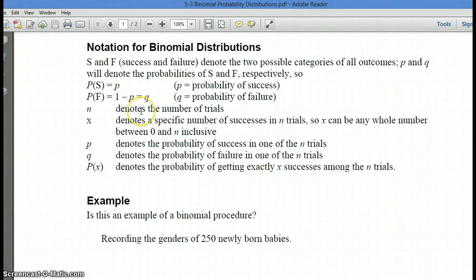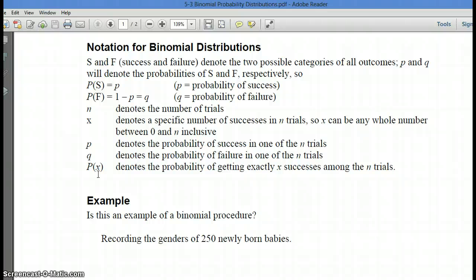In our problems, N denotes the number of trials. X is the specific number of successes in N trials. So X can be any whole number between 0 and up to N. Once again, P is the probability of success. 1 minus P, or Q, is the probability of failure, and P of X denotes the probability of getting exactly X successes in N trials.